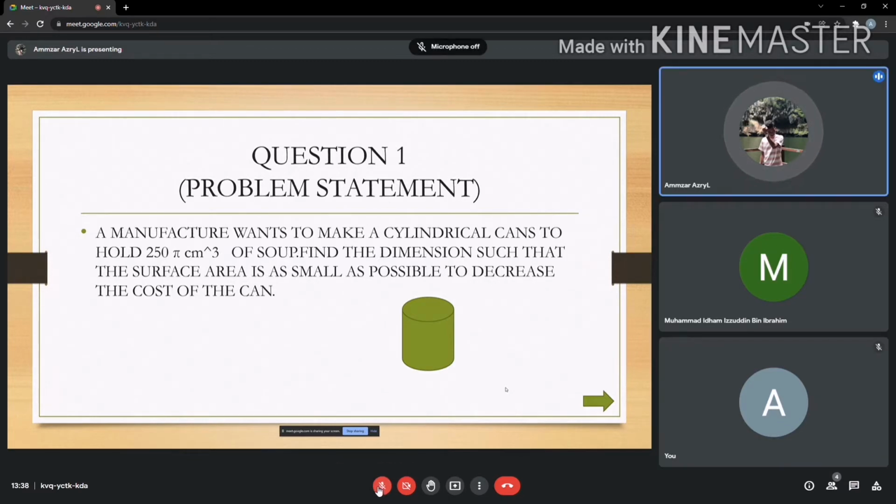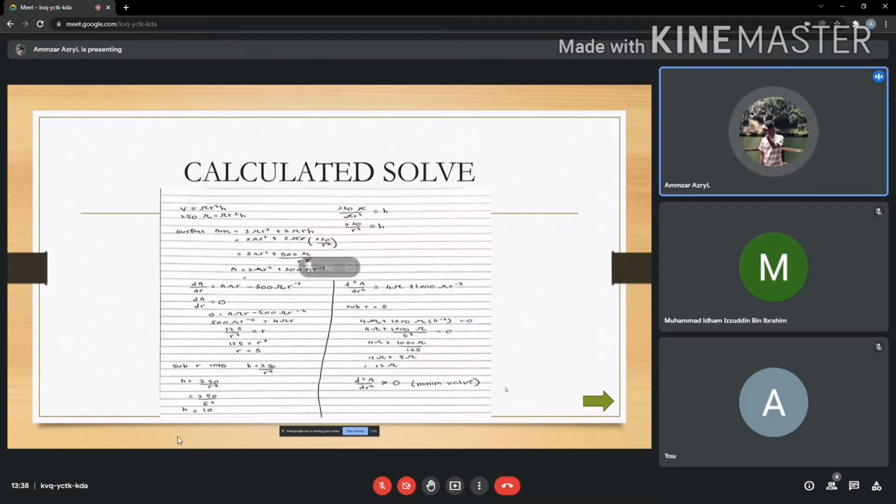Okay, for question 1, problem statement. A manufacturer wants to make a cylindrical can to hold 250 cm cubed of soap. Find the dimensions such that the surface area is as small as possible to decrease the cost of the can. So, start with the formula of a cylinder, that is volume equals pi r squared h. 250 pi equals pi r squared h. We get the height first, so 250 pi over pi r squared equals h. So h equals 250 over r squared.